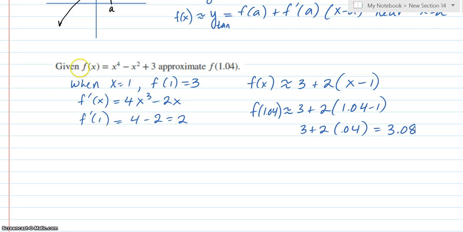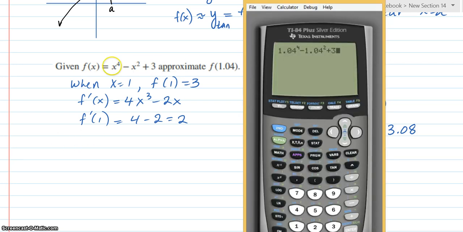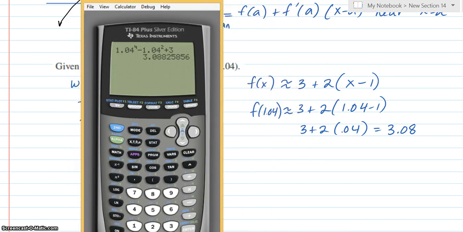Let's see how close we got. Let's plug in 1.04 into the actual function, because we actually have the function value, and just see how close we are. So if I put 1.04 in my calculator, we get 3.088. So pretty darn close, you can see here, to the actual value, because 1.04 was very close to 1 at that spot.